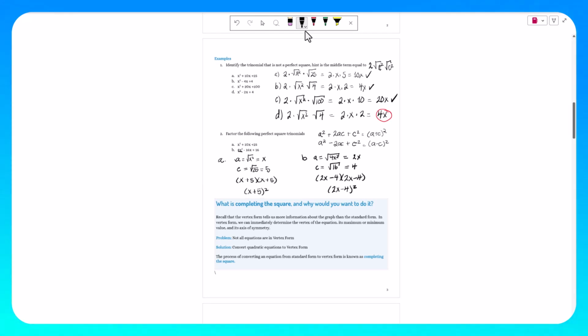The way you can check these are right is to take these ones right here and apply the FOIL rule: first, outside, inside, last, and make sure you end up where you started. If you don't, go back and check it to see where you made your error.